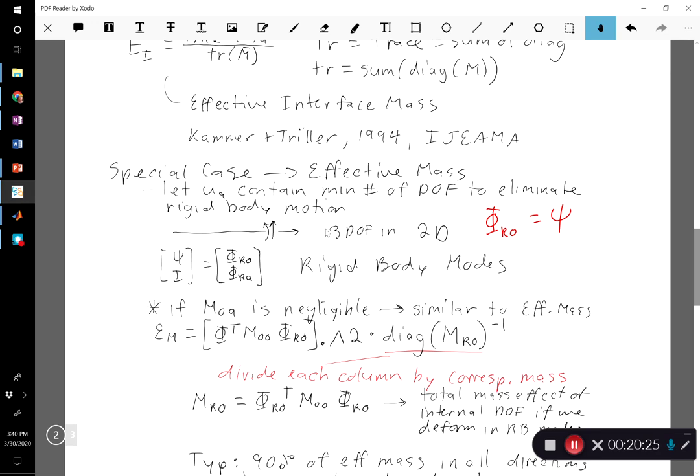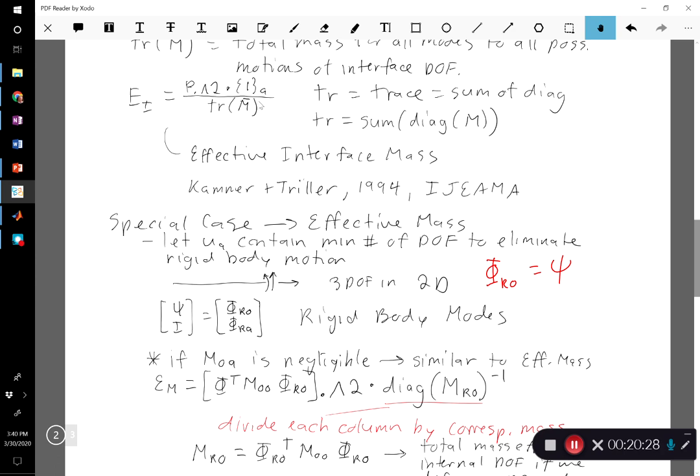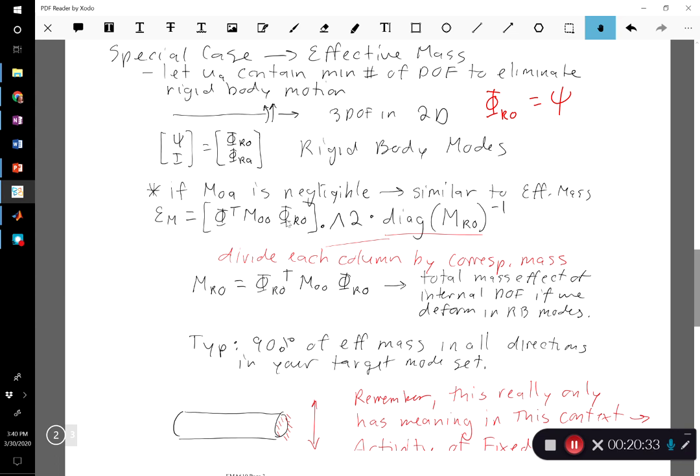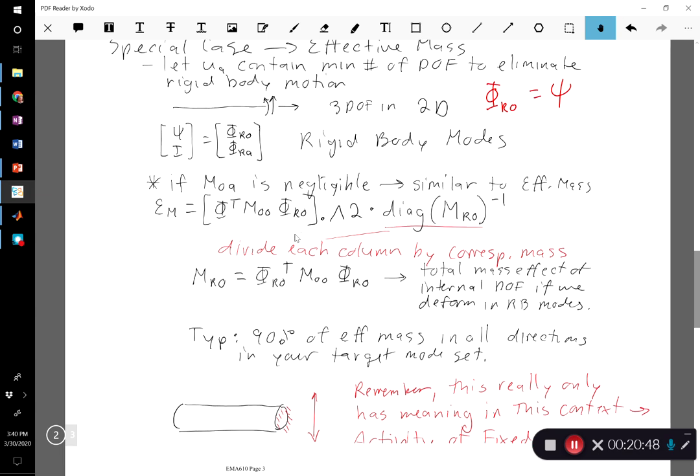And in that case, we can derive a metric, and this metric above, except for maybe a different normalization strategy, becomes identical to what's commonly known as effective mass. So this justifies the use of effective mass as a metric to determine which modes are important. And the important thing to remember is that this is all based on having a fixed boundary somewhere and looking at fixed interface modes relative to that boundary in a Hurty-Craig-Bampton type formalism.